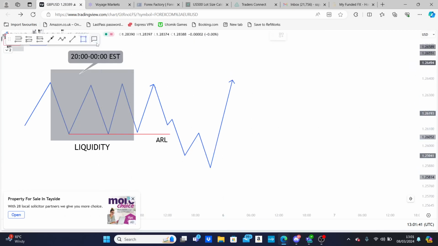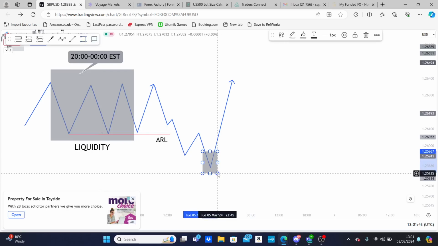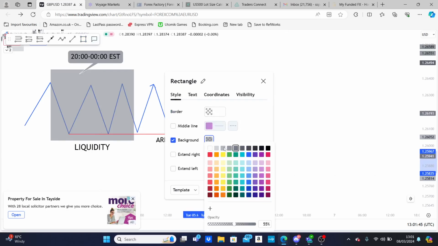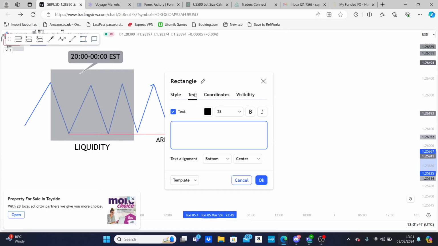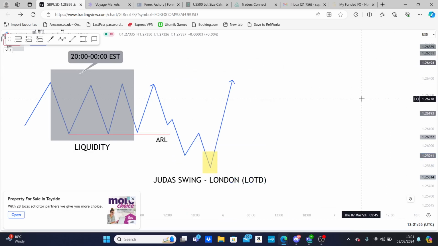Give them FOMO. And this creates what we call the Judas swing, or the low of the day, or the manipulation, or the turtle soup. Many names, but they all mean the same thing. The Judas swing very typically occurs in the London session and represents the low of the day, or the LOTD, right? The low of the day. So when we see a Judas swing operating in the London session, what this represents is a high volume time of day which manipulates sellers into the market, right?